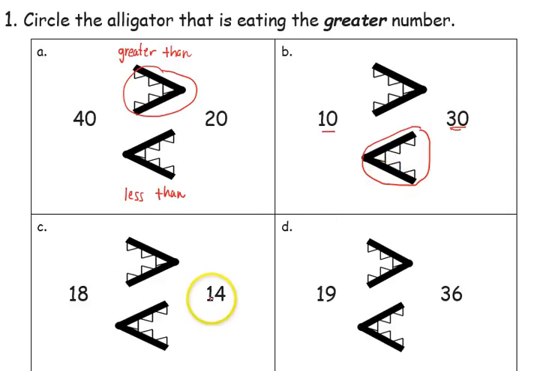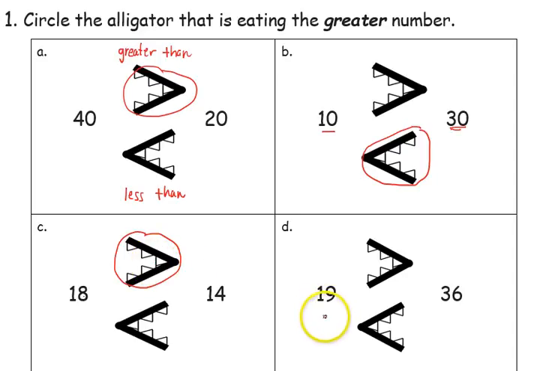When I compare 18 to 14, I know that 18 is bigger than 14, so I'm going to choose this symbol. The opening is pointed toward the larger number. When I read my comparison, I would read 18 is greater than 14, because this is the greater than symbol.